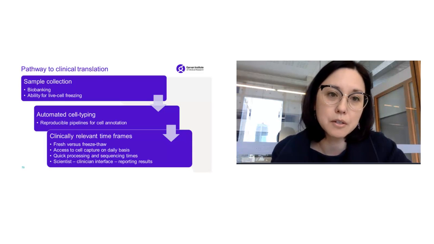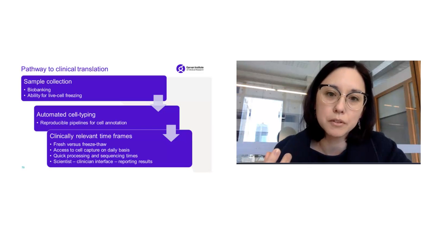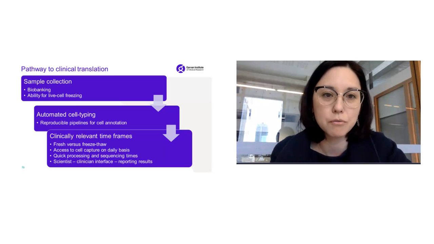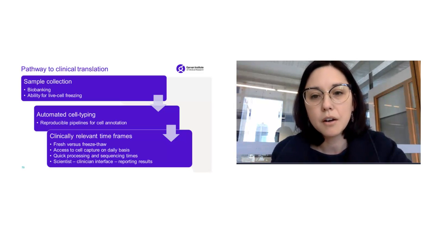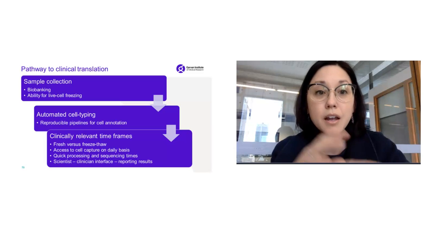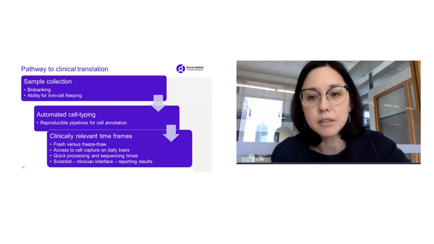Sample collection is going to be a massive problem in this area. The clinical biopsies are very much centered around formalin-fixed tissue, and we would really need to expand that capability for dealing with fresh tissue if we were going to bring this into the clinic. I feel that we also need some automated cell typing so that we've got reproducible pipelines for cell annotation, allowing for comparisons between patients. We also need some clinically relevant timeframes.